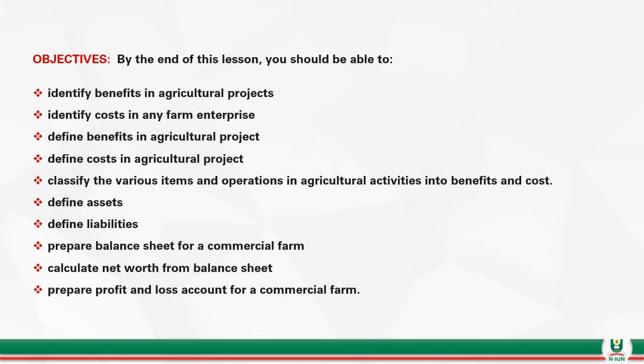The objectives of this lesson are that, by the end of this lesson, you should be able to identify benefits in agricultural projects, identify costs in any farm enterprises, define benefits in agricultural projects, define costs in agricultural projects, classify the various items and operations in agricultural activities into benefit and cost, define assets and liability, prepare a balance sheet for a commercial farm, calculate net worth from the balance sheet, and then prepare profit and loss accounts for a commercial farm.